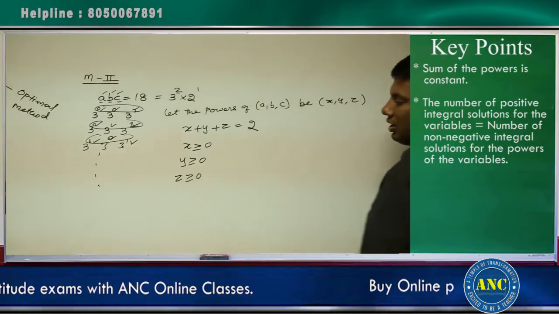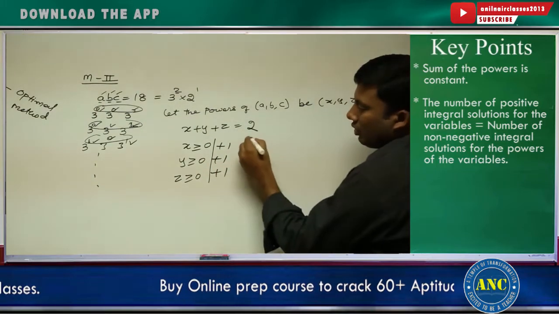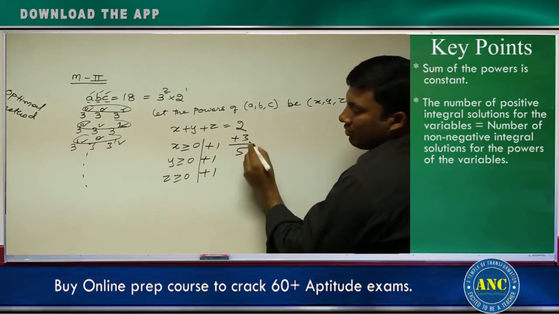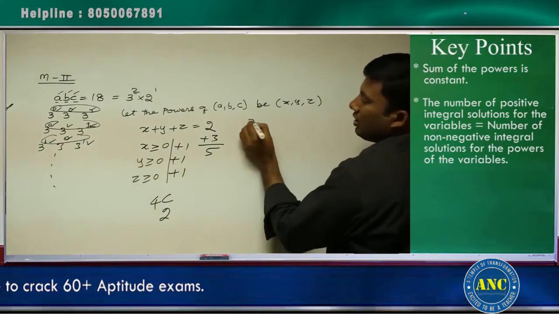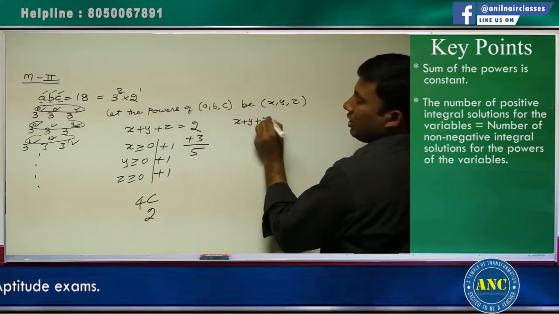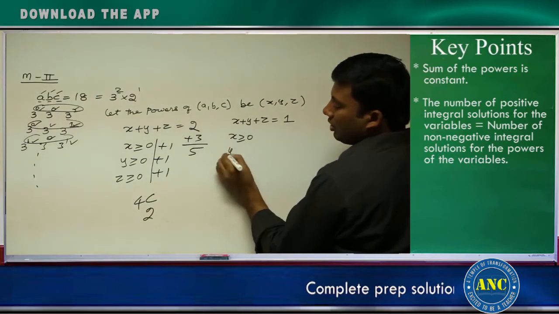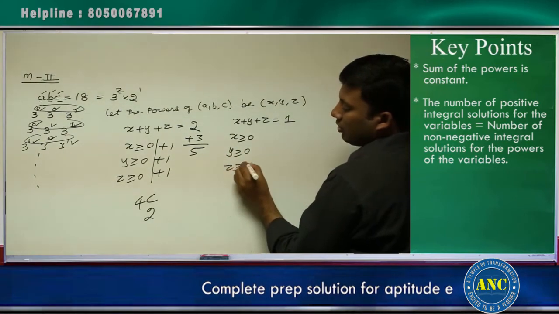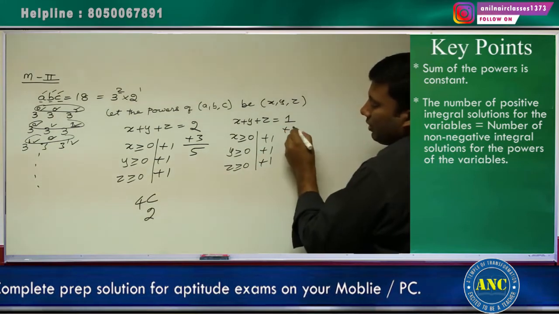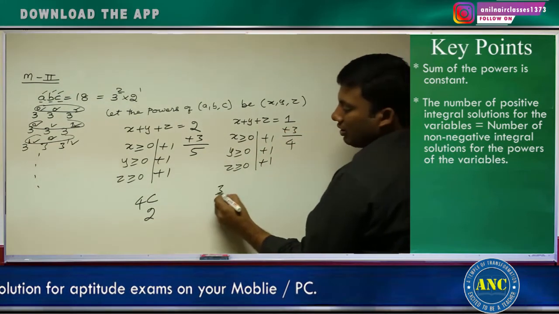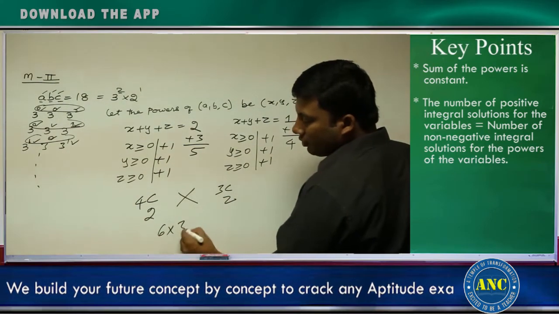So yesterday we have seen, what will be the answer? Plus 1, plus 1, plus 1. 2 plus 3, what is 2 plus 3? 5. 5 will be 4C2. Next one. What is the next thing that we have to distribute? X plus Y plus Z equivalent to 1, X, Y, Z greater than or equivalent to 0. So what will be the answer? Plus 1, plus 1, plus 1. 1 plus 3, 4. 4 will be 3C1. 6 into 3, 18.